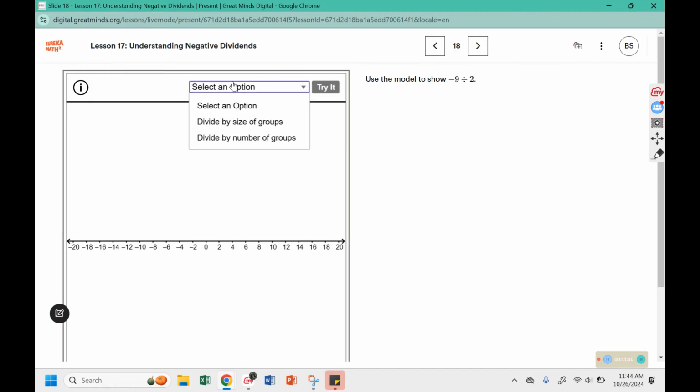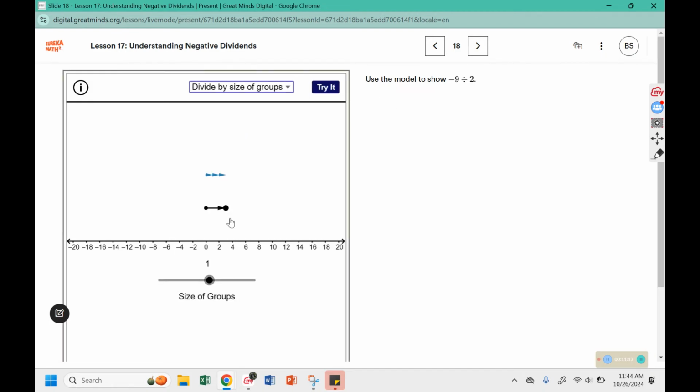Negative 9 divided by 2. Negative 9 is between negative 8 and negative 10. We should have 2 groups, and the size of each group is going to be negative 4.5. But it doesn't look like it's going to let me do a decimal here, so let's swap it to do the number of groups, and the number of groups would be 2. There we go. And in between negative 4 and negative 5, and there we go. It should be negative 4.5.